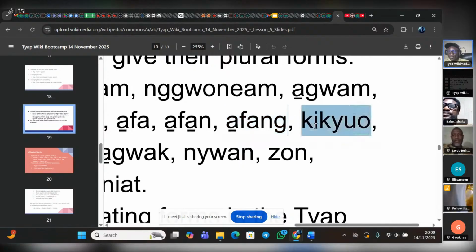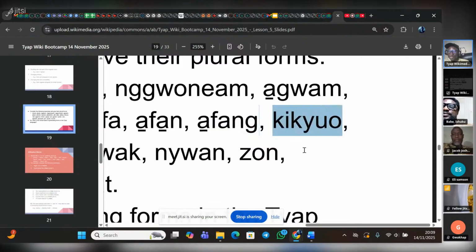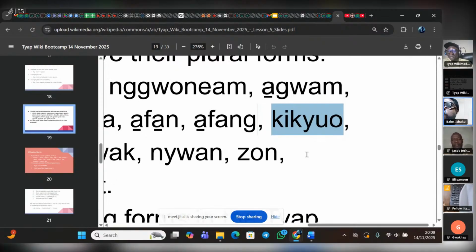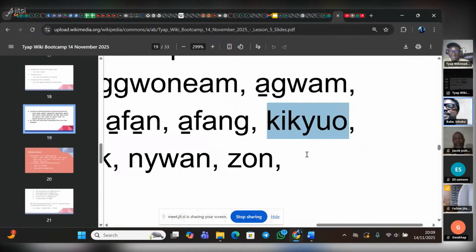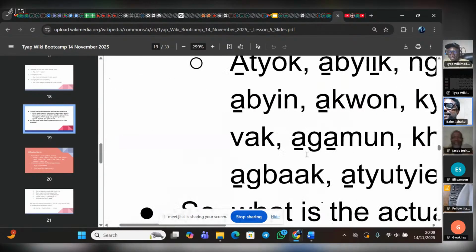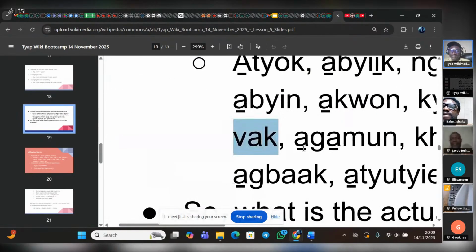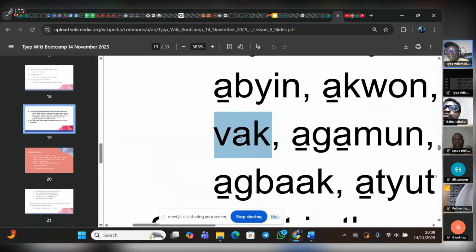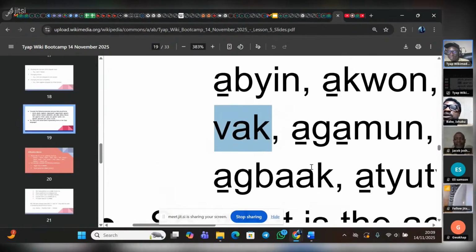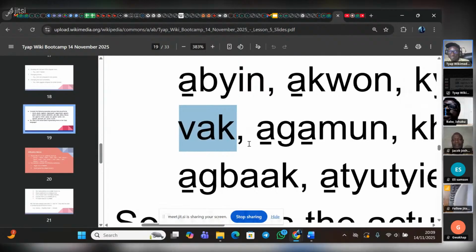Then the next one. Chichohu. Then the plural form, Kai, please can you try that? That's Chichoba, Kikyoba. Is that correct? Yes, correct, Kikyoba. Then the next one, Vaku. Then the plural form, Vagna.